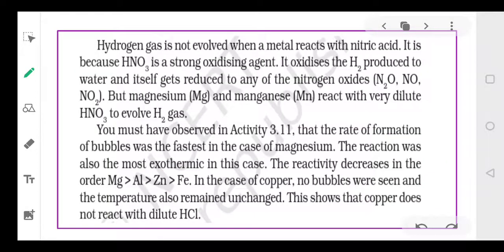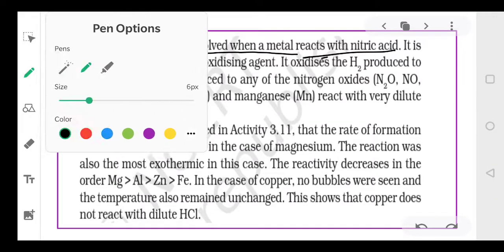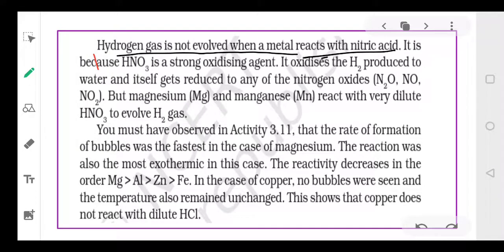Exactly. Now let me explain that also. Hydrogen gas will not be evolved when a metal reacts with nitric acid. This is because there are three reasons for this. Let's underline those three reasons. Nitric acid is a strong oxidizing agent. Oxidizing agent means it gives oxygen. So HNO3 is a strong oxidizing agent.